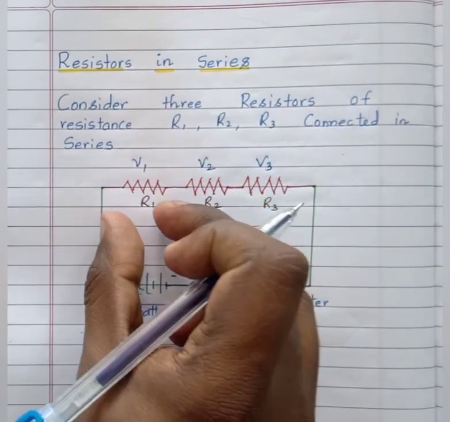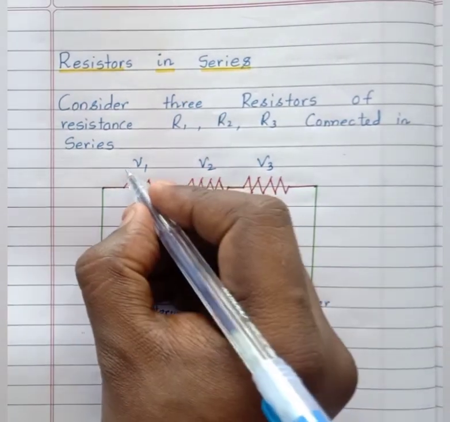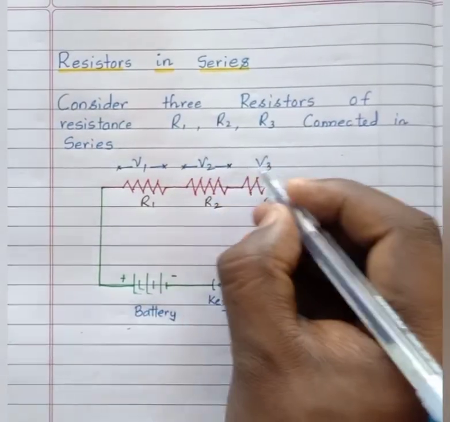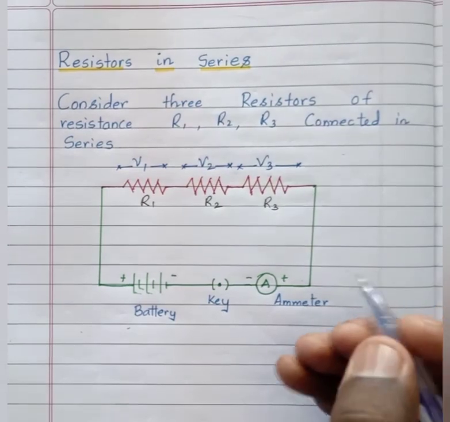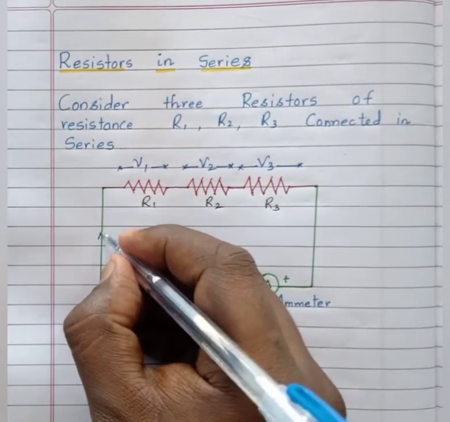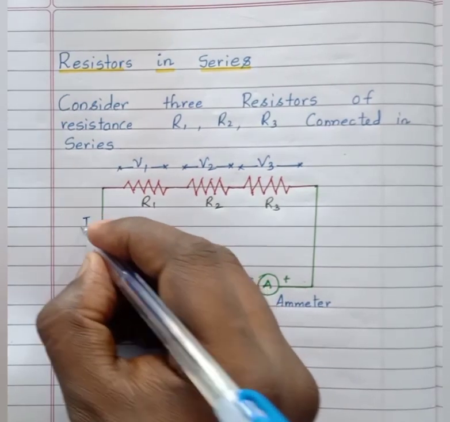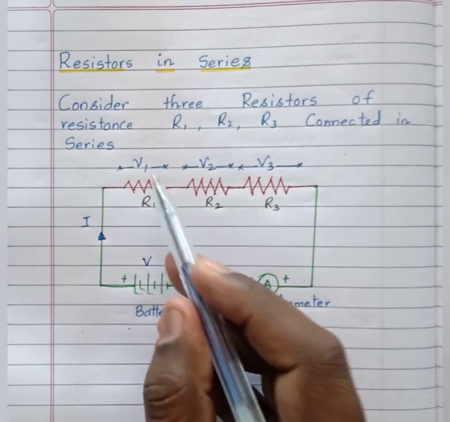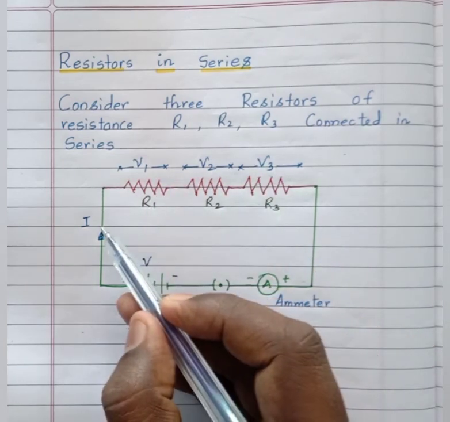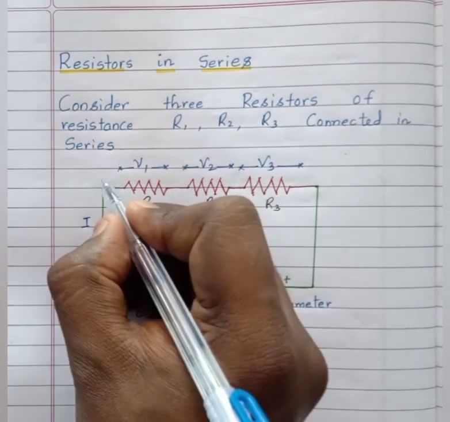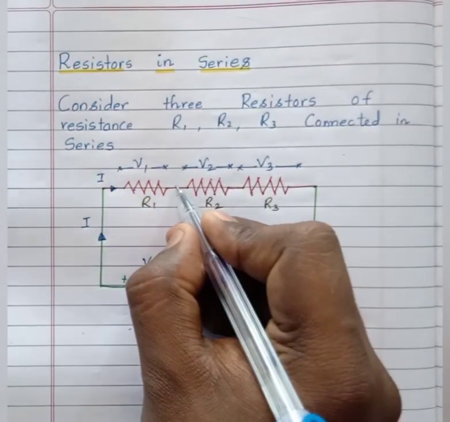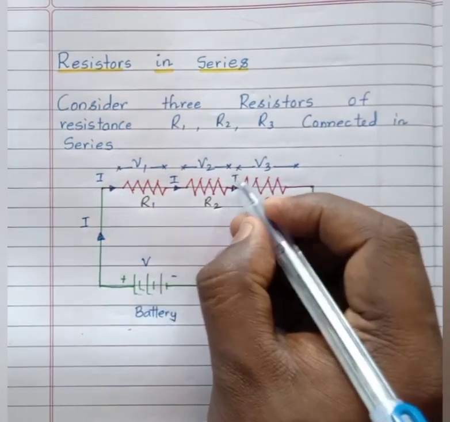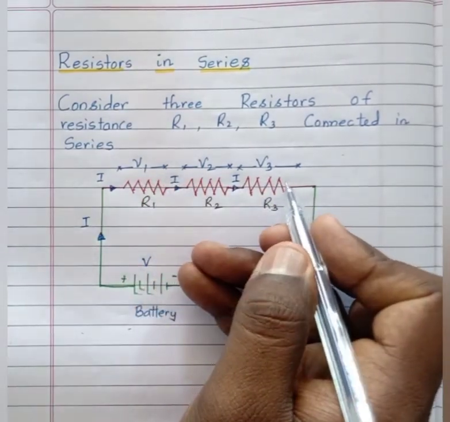What is the voltage across each resistor? V1, V2 and V3. V1 is the voltage drop across R1, V2 is the voltage drop across R2, V3 is the voltage drop across R3. Then I is the current flowing through the circuit. What is the total voltage? Total voltage is V. That will be divided into V1, V2 and V3. If you observe, the same current will flow across all the 3 resistors. The current I will be same in all the 3 resistors.